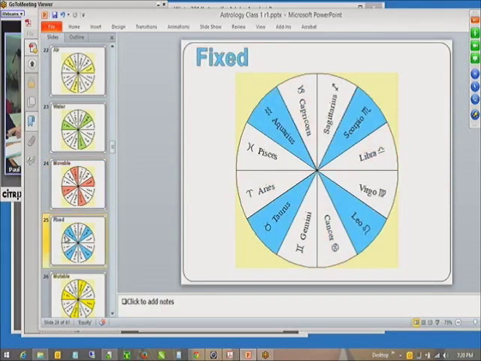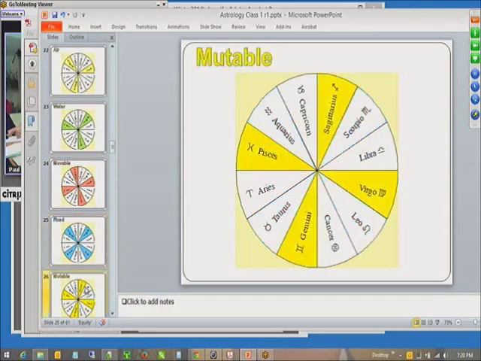Here are the fixed signs. The fixed signs are Taurus, Leo, Scorpio, and Aquarius. And then finally the mutable signs. They call them quadruplicities because there are four signs in each group. Here are the mutable signs: Gemini, Sagittarius, Pisces, and Virgo.